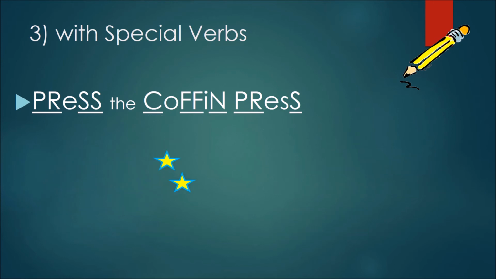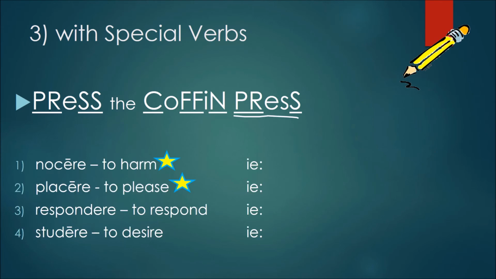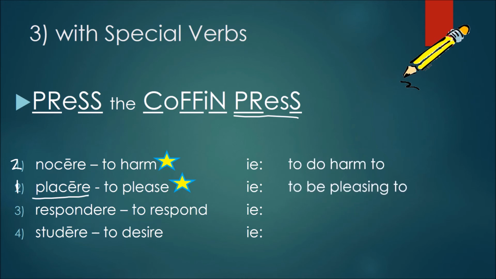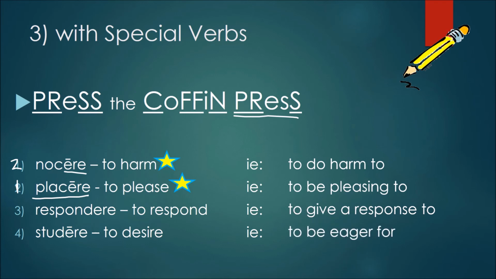Our final verbs are those in the second press. And it does seem like they're a little out of order. They should read number 2 and number 1. So let's start with number 1, placere, which means to please, or more literally to be pleasing to. Nocere, to harm, on the other hand, would mean to do harm to. Respondere means to respond or to give a response to. And studere, to desire, means to be eager for.